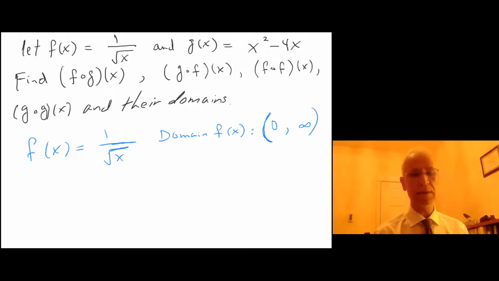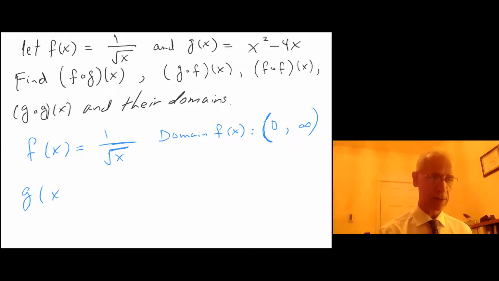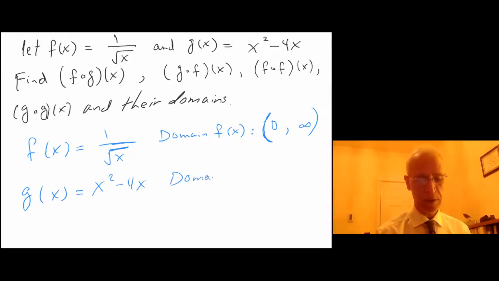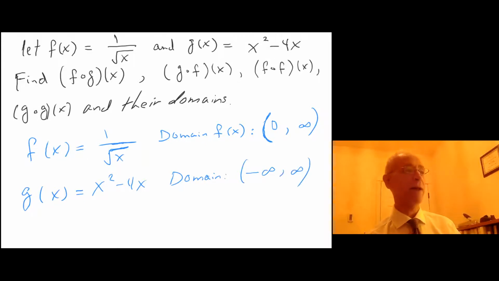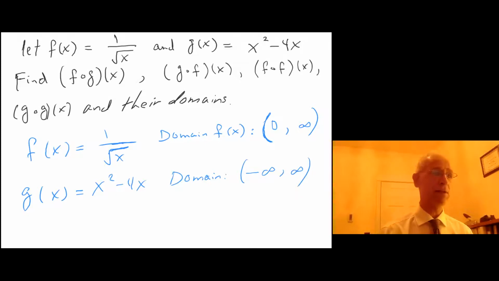g of x is a polynomial, x squared minus 4x. So g of x equals x squared minus 4x. So the domain is all real numbers from negative infinity to positive infinity. There is no excluded value for g of x standing alone. So following the instruction, let's go to the next page and find f of g of x.